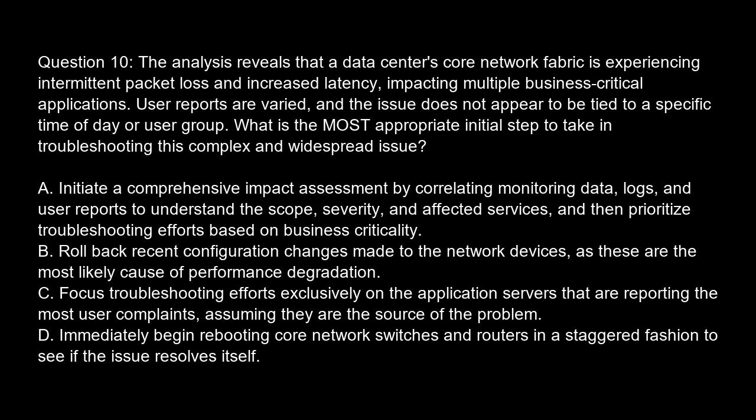Option A. Initiate a comprehensive impact assessment by correlating monitoring data, logs, and user reports to understand the scope, severity, and affected services, and then prioritize troubleshooting efforts based on business criticality. Option B. Roll back recent configuration changes made to the network devices, as these are the most likely cause of performance degradation. Option C. Focus troubleshooting efforts exclusively on the application servers that are reporting the most user complaints, assuming they are the source of the problem. Option D. Immediately begin rebooting core network switches and routers in a staggered fashion to see if the issue resolves itself.